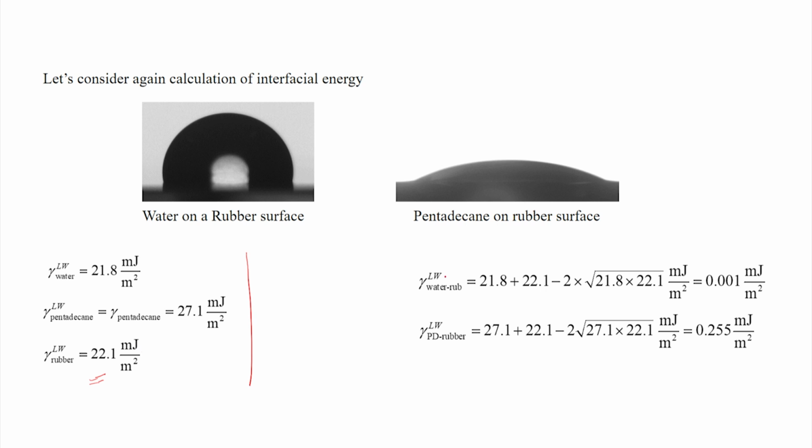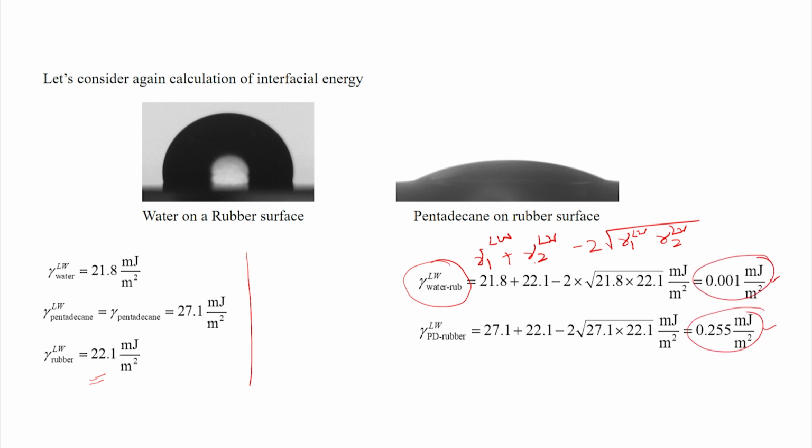So now, what is the interfacial energy between the water and rubber? That is gamma 1 LW plus gamma 2 LW minus 2 times the square root of gamma 1 LW gamma 2 LW. Now this interfacial energy comes out to be 0.001, and for pentadecane on rubber, which is an oil on rubber, it comes out to be 0.255 millijoule per meter square. So you can see that the interfacial energy is much smaller with respect to this.